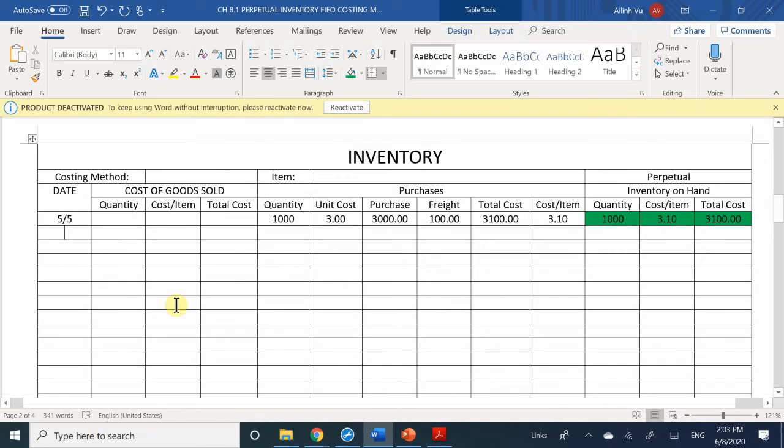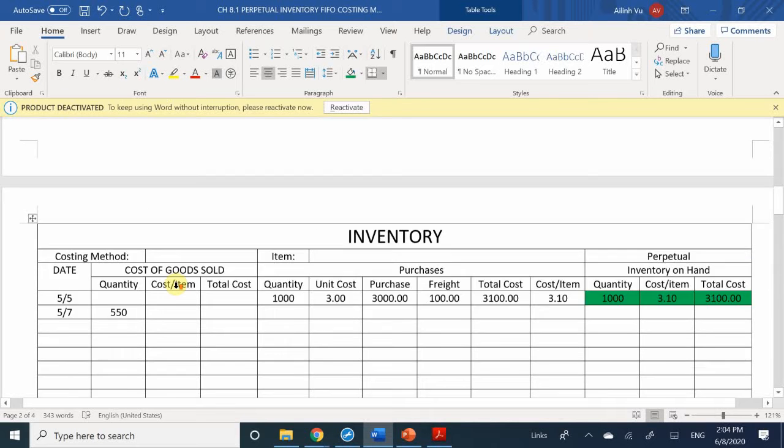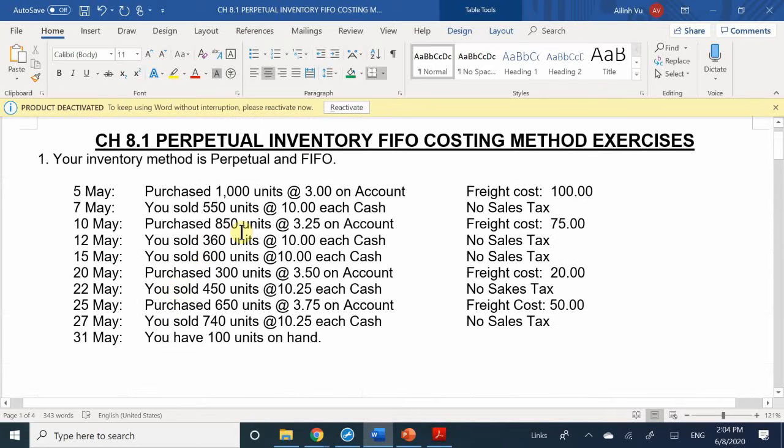So we're gonna, okay. What's first? I need to write the date first. Yes, the May 7th. 5/7. Which section are we actually going into first? The left section, cost of goods sold. So how many items did I actually sell? 550 items at $10 each. Now, let's look back here. I sold it for a price of $10. This is my selling price.